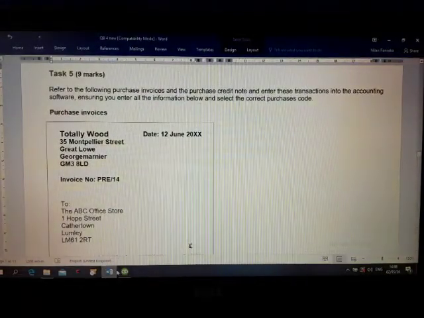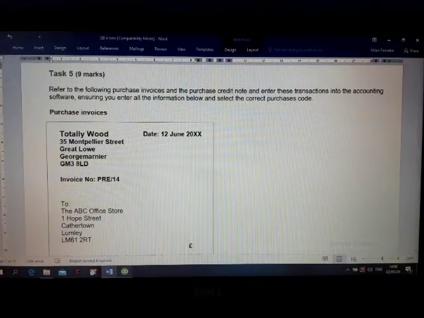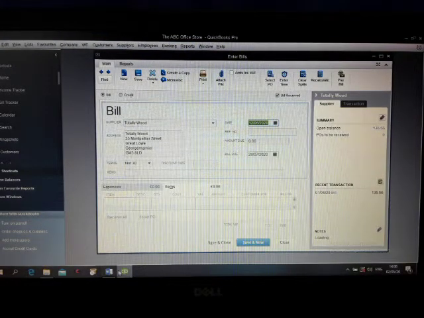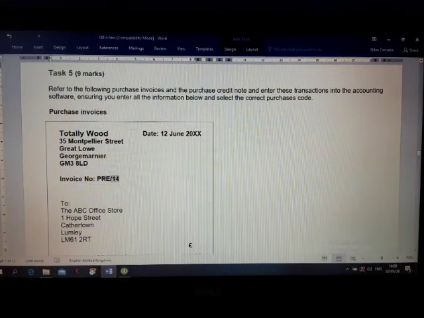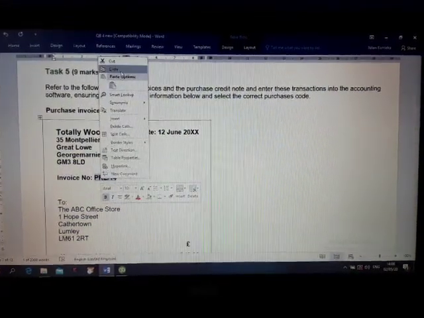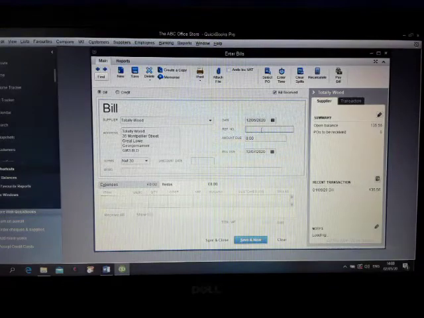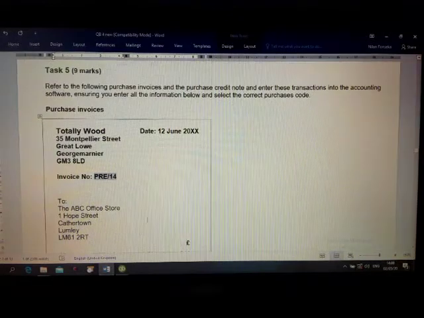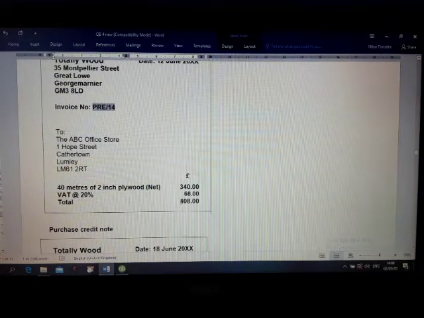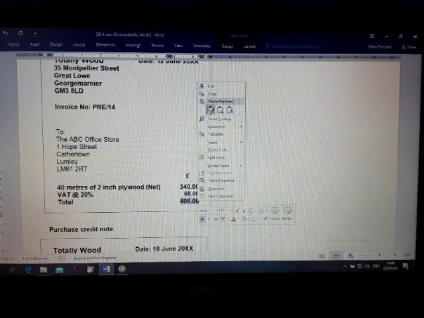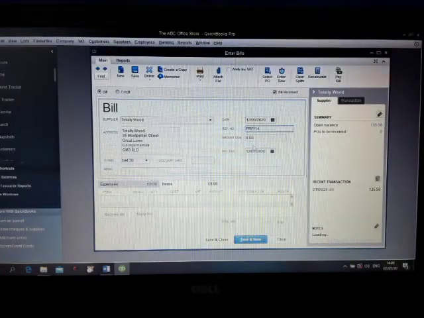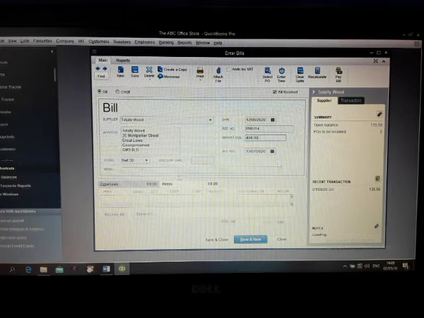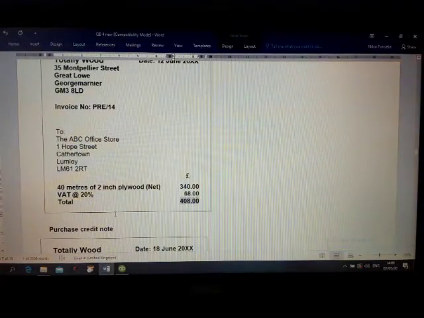What is the date? 12 June. Reference number, invoice number: PRE 14. Amount, all together total 408. Right, memo, what is this?